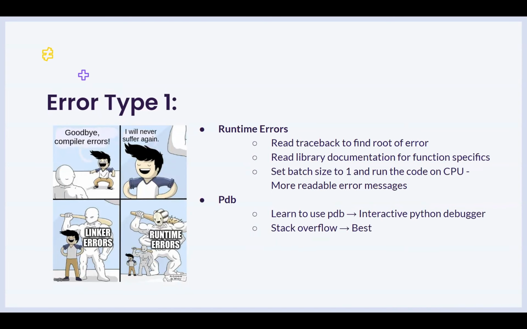In terms of runtime errors, you should look at the traceback to find the root of the error, and the library documentation helps you understand what format the input arguments require and the output format. Sometimes you might not be able to see the error on GPU, when you might be getting an error such as device-side error asserted. In that case, set the batch size to 1 and run the code on CPU, and you will be able to identify the error message. This is one of the most important tricks, because on GPU sometimes an error is not thrown, but on CPU it is.